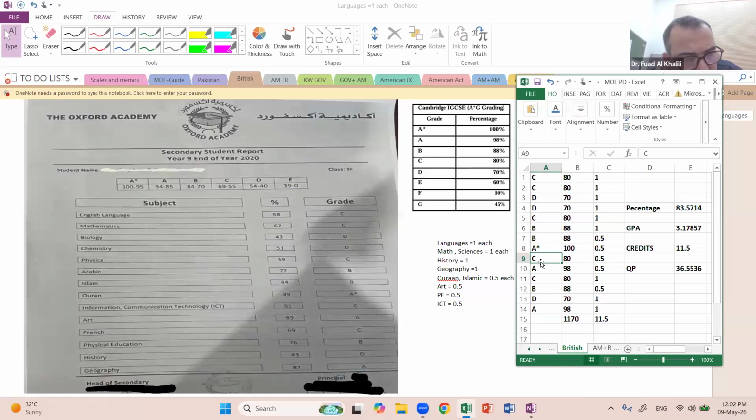He got in information communication technology a C, which is 80. He got in art an A, which is 98. Then he got in French a C, which is 80. In physical education, he got a B, which is 88 according to the scale. I'm following the scale from the Ministry of Education.